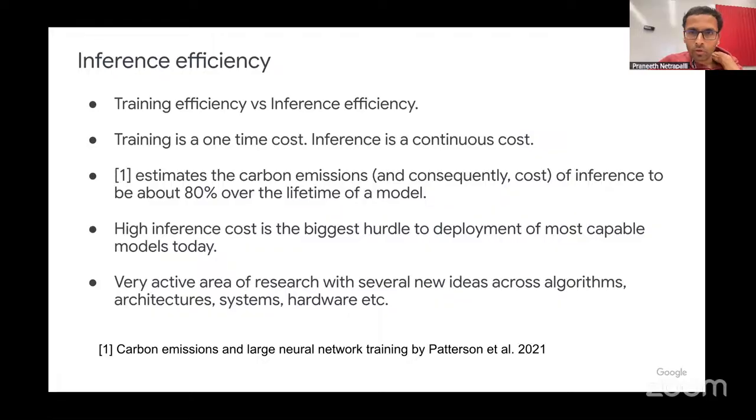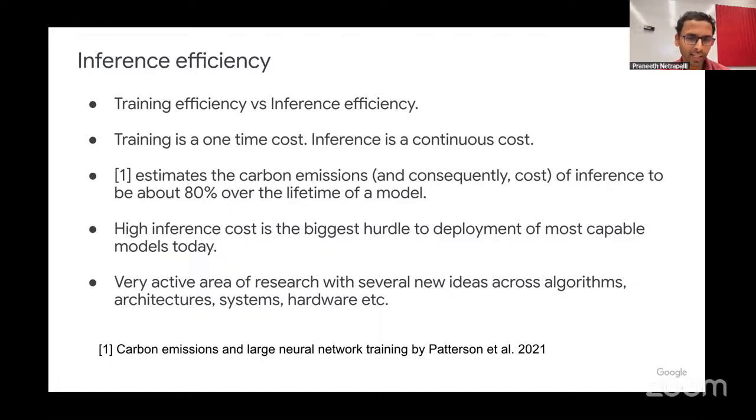Okay, so that was the background I wanted to share. And now let's talk about inference efficiency. So in efficiency, there are 2 aspects. One is training efficiency, the other one is inference efficiency. So I hope the names are clear. So an LLM has a training phase, and then once the model is trained, you want to deploy it where people can use it. So the efficiency during the first part is the training efficiency, and the second part, where we are doing inference with the model, is the inference efficiency.